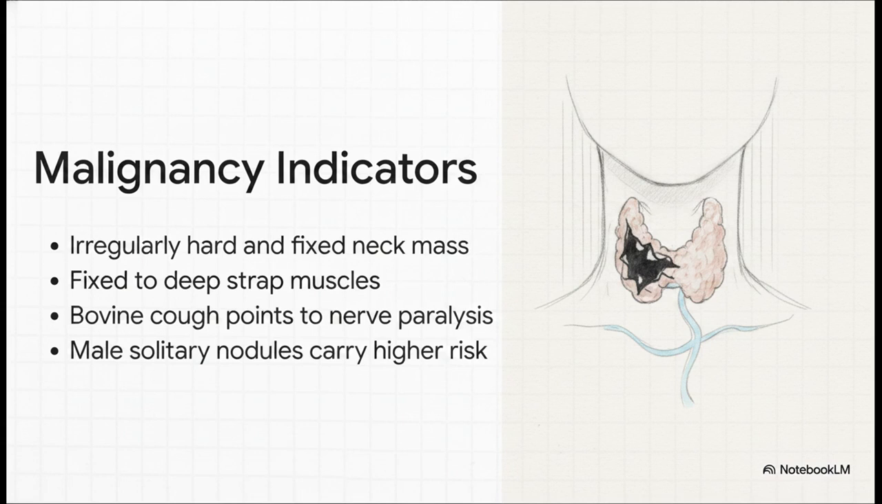If you feel a mass that is physically anchored to the prevertebral fascia or the deep strap muscles, you're looking at direct tumor infiltration. And here's a huge clinical pearl for you. If the patient has a non-occlusive bovine cough, that is practically pathognomonic for unilateral recurrent laryngeal nerve paralysis from tumor invasion. Oh, and never forget, a solitary nodule in a male patient statistically carries a much higher probability of being malignant.